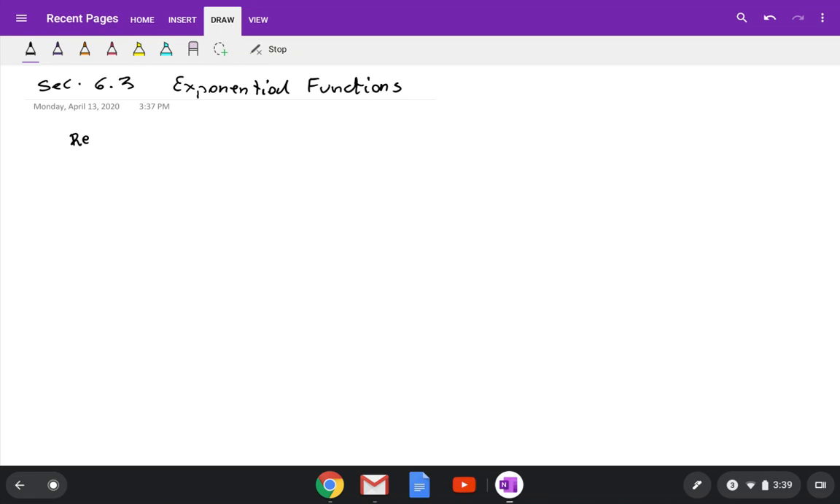So let's review the laws of exponents. I'm going over the most important properties. A and B are the bases, and S and T will be exponents.